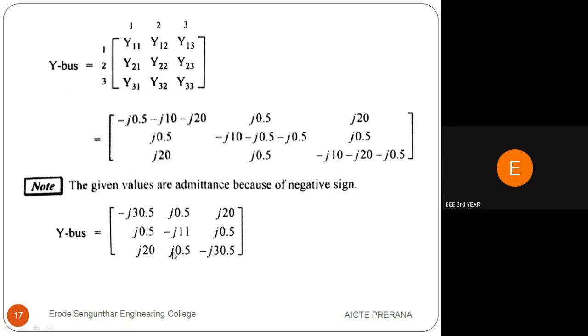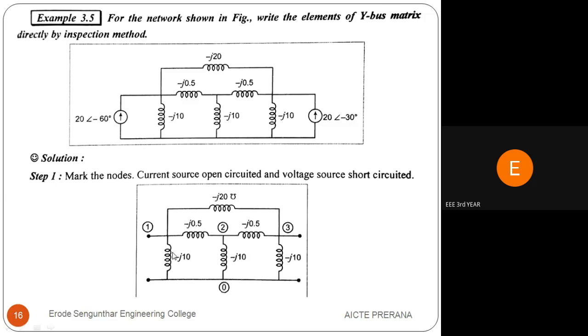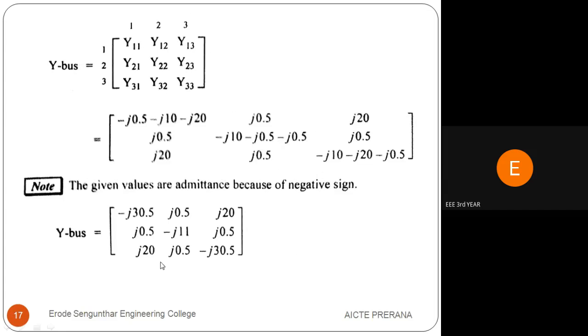And then y32, we have one element, j0.5. You can see it, y32 and y23 are the same. Like that, y31 and y13 are the same. You can see it in the network. So I go directly into y33.